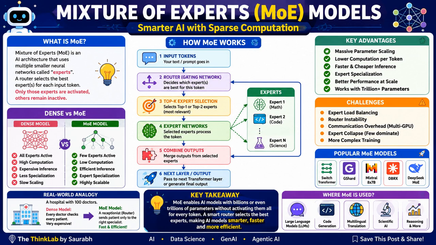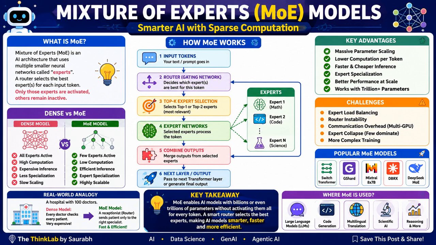Now we are moving to component 3, the expert network. Each expert is usually an independent feed forward network. During training, different experts naturally specialize in different domains. For example, one expert is good in mathematics, another specializes in programming, another becomes better in scientific reasoning, another handles multilingual translation. No one manually assigns these roles, right? This specialization emerges automatically during training.